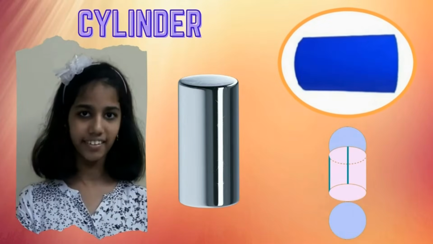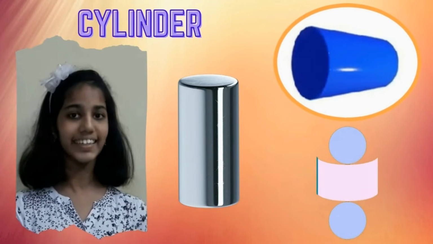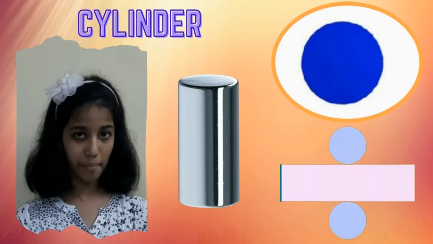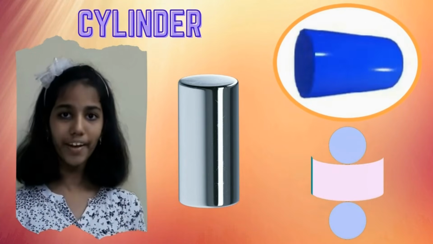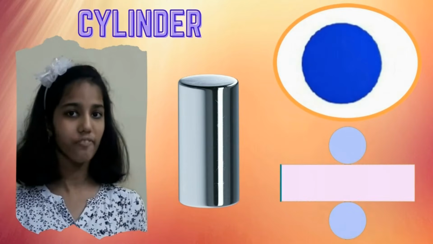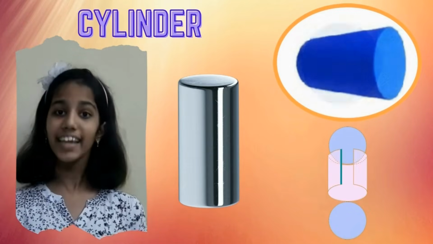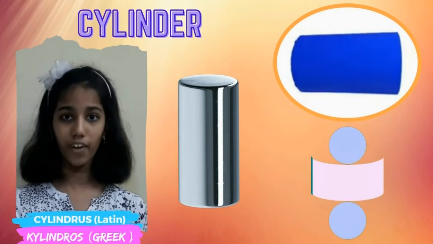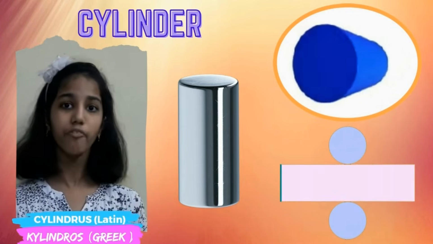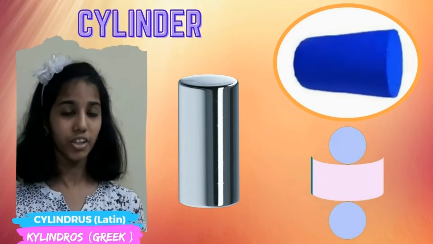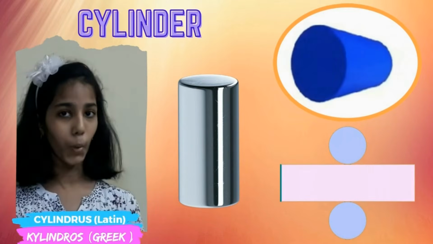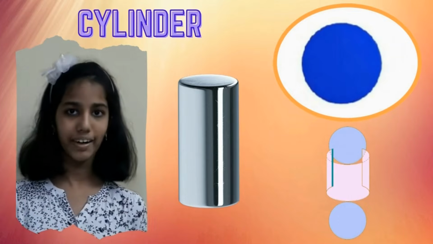What is a cylinder? A cylinder is a three-dimensional solid shape that consists of two parallel bases joined by a curved surface at a fixed distance. In the late 14th century, the word cylinder is derived from the Latin word cylindrus and the Greek word kalindros, which means roll, roller and tumbler.